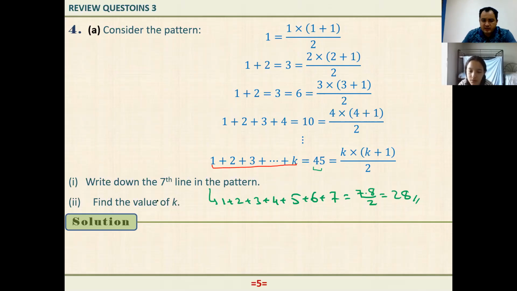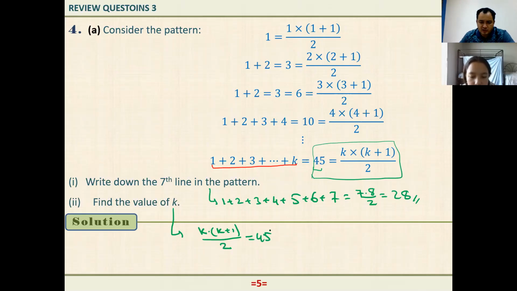Okay. Now the next question is find the value of k. How do you find the value of k? Here, again, we have to solve an algebraic equation. What we have here is k times (k plus 1) over 2 equals 45. Now if you multiply both sides by 2, what do we get? k times (k plus 1) equals, the 2 cancels, 2 times 45, that is 90.